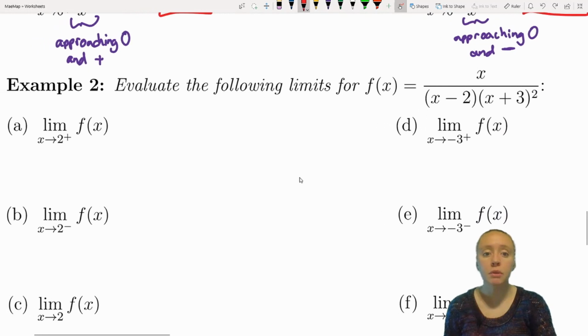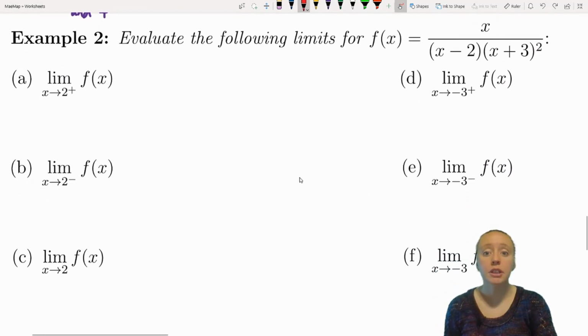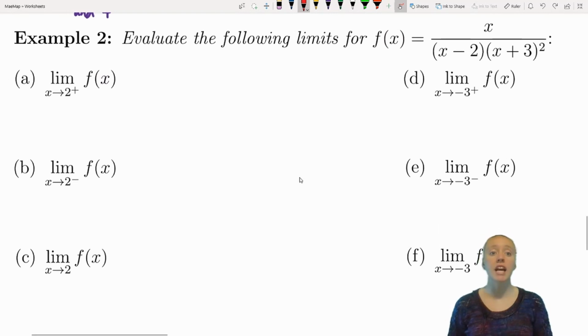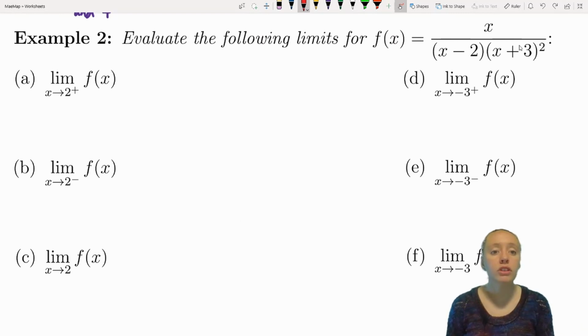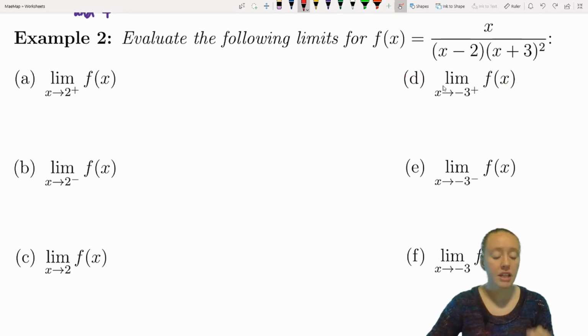In example 2, we're going to be evaluating 6 different limits. And we're going to be evaluating those limits for our function f of x that's equivalent to x over (x minus 2) times (x plus 3) squared. So right away, looking at our denominator, which 2 values of x can we not have? What makes our denominator 0?